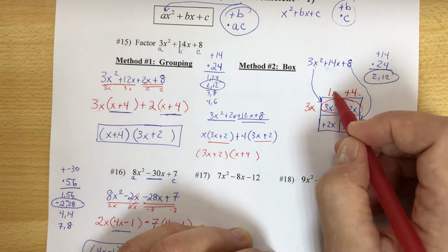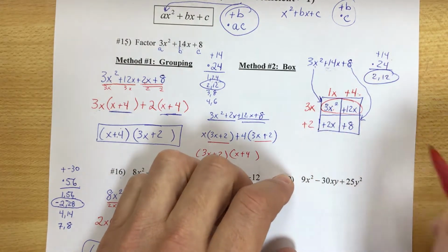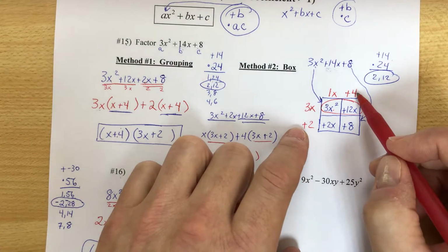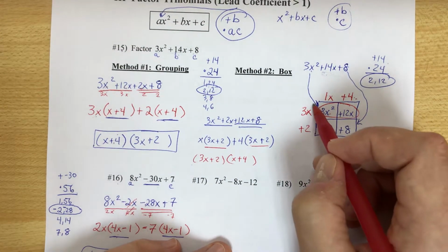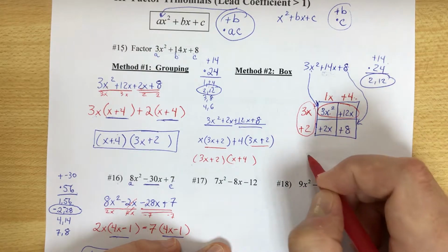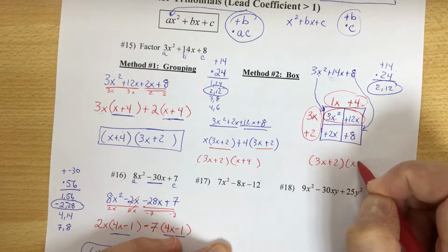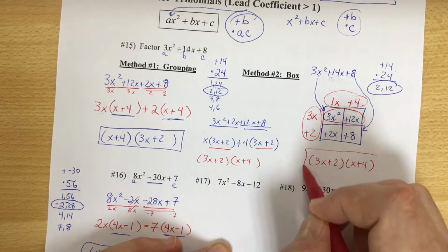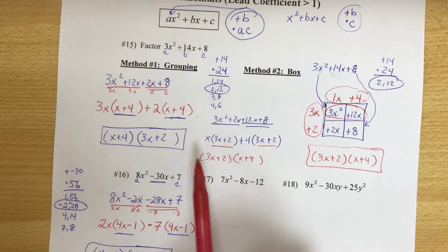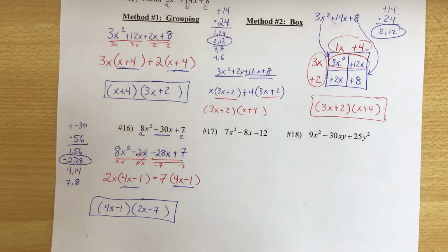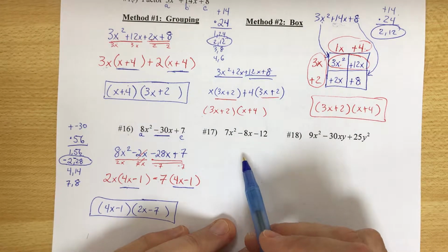Now down here, 1x times what gives us 2x? It's positive 2. And the check, 2 times 4, is that equal to 8? Yes, it is. So the two factors are what I pulled out, 3x plus 2, and x plus 4. Some people like this because it's more visual than the grouping method. Some people just like to use grouping. So the cool thing is, it's your choice. Both of them work. For 17, let's go ahead and do box.